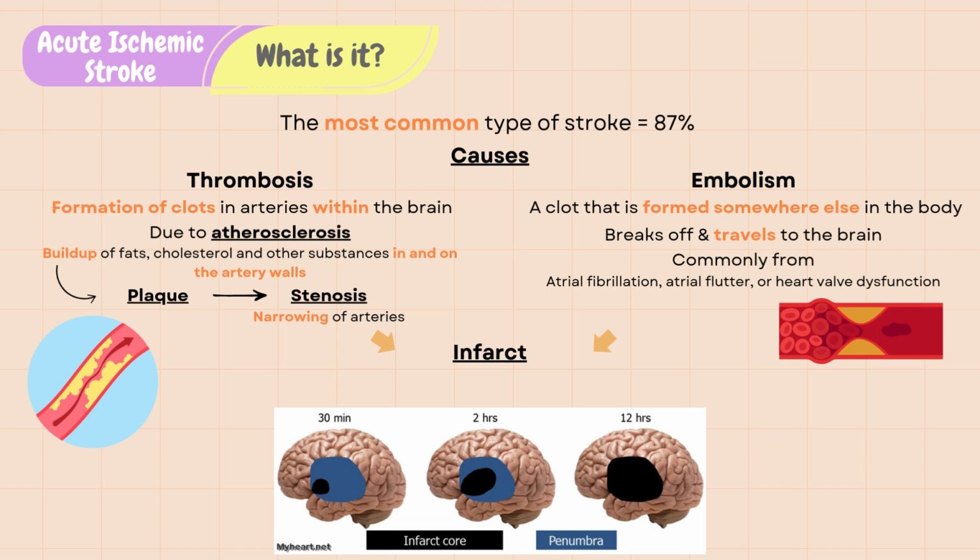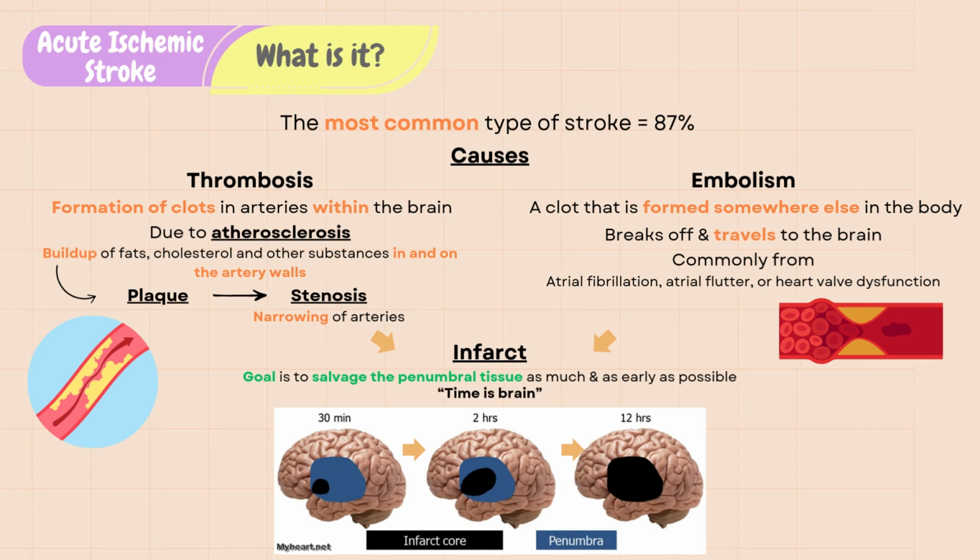The penumbra is the area surrounding the core, which maintains some blood supply through collateral circulation, which are backup vessels that can provide alternative routes for blood flow. However, as swelling from the infarction grows, the penumbra diminishes, and the infarct core expands and increases the area of irreversible tissue death. The goal of acute stroke treatment is to salvage the penumbral tissue as much and as early as possible. That's what time is brain means.